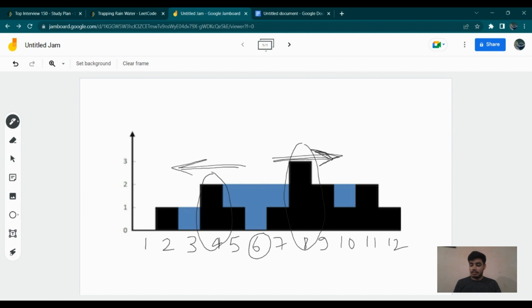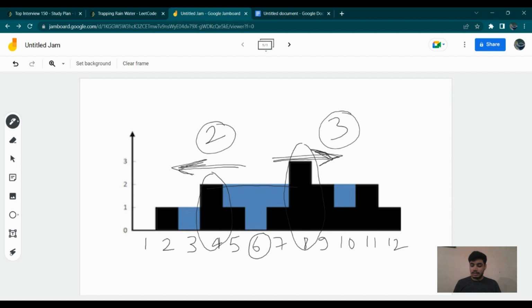So the water level is always going to be the minimum of the two maximums. The maximum on the right is at the eighth index, which is 3, and the maximum on the left is at the fourth index, whose height is 2. So the maximum height that can be stored at the sixth index is the minimum of both maximums, because if you try to fill above it, it is going to overflow from this side. So the maximum is the minimum of both side maximums. This is the scenario for every index.